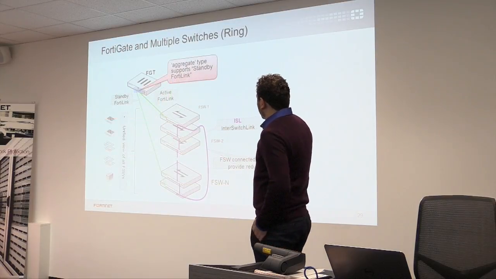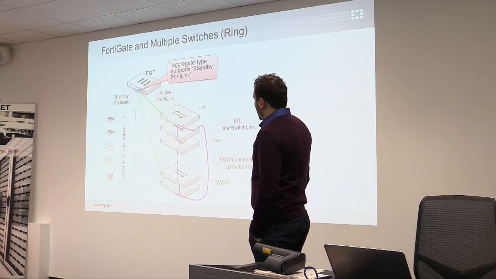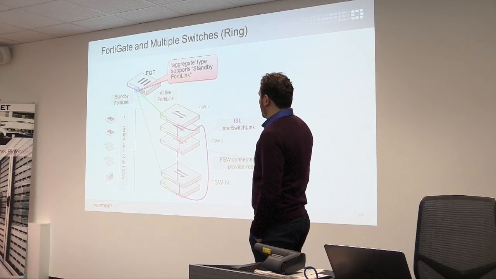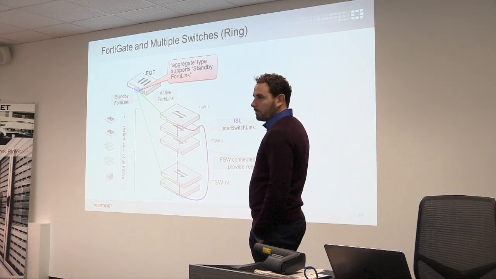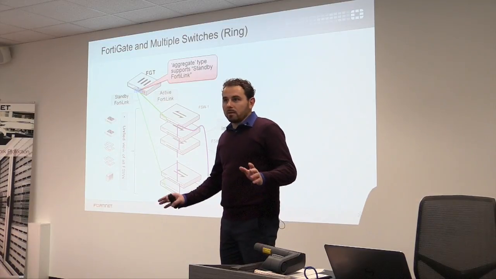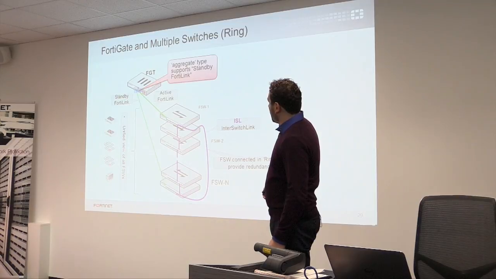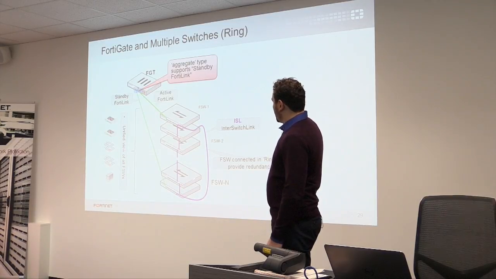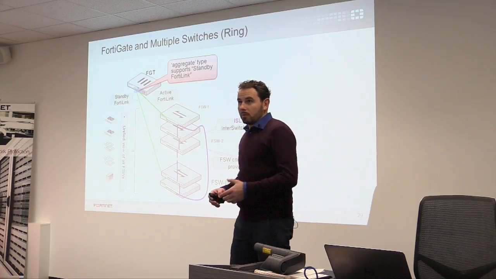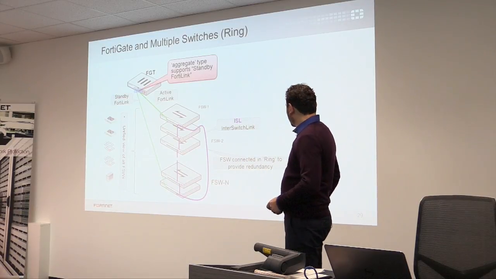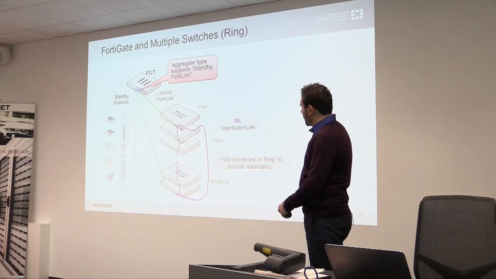Then let's say we want to have ring topologies, or we want to have more interconnection with them, right? So we want to have more redundancy. That's also fine. We can have the uplinks to the FortiGate, so with an aggregate interface, and then inter-switch links formed automatically, so you don't have to worry. And it will have redundancy between them.